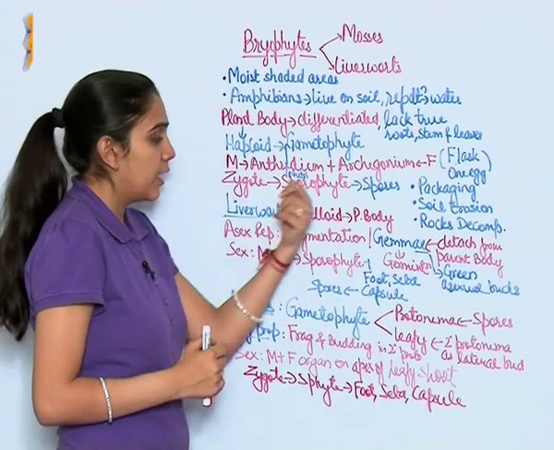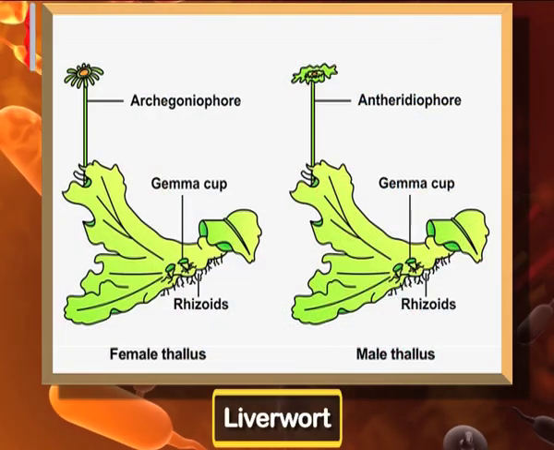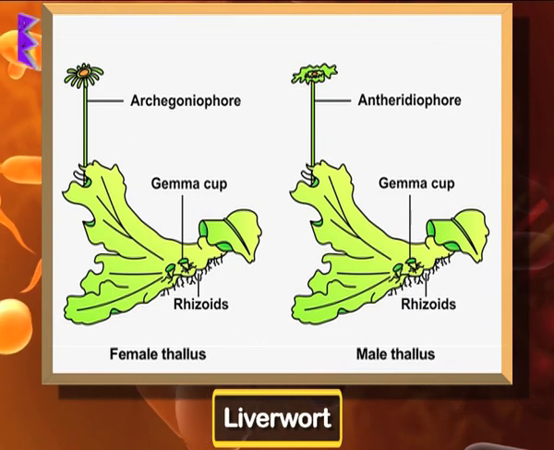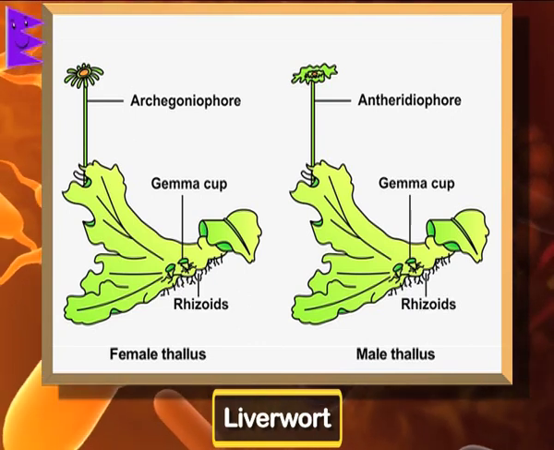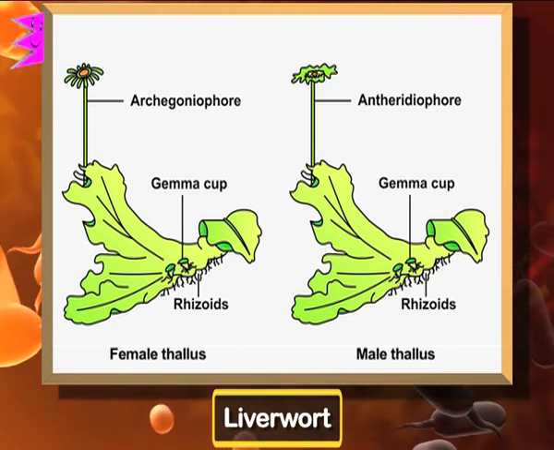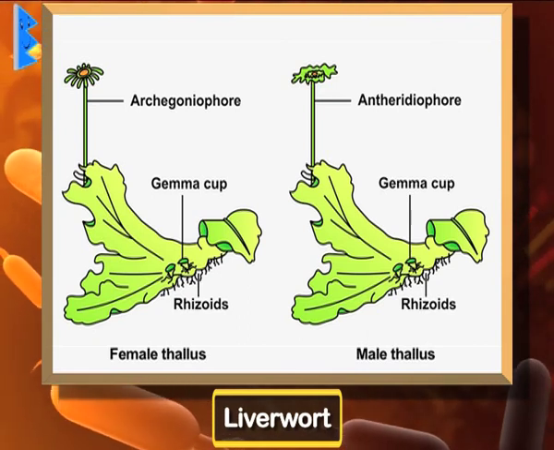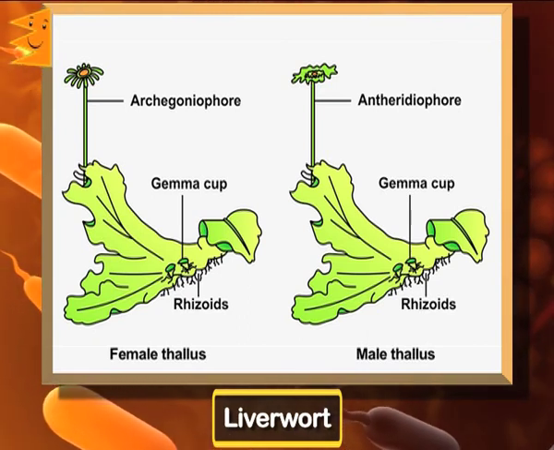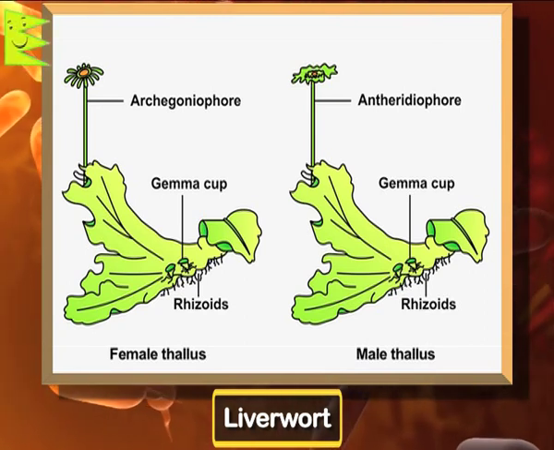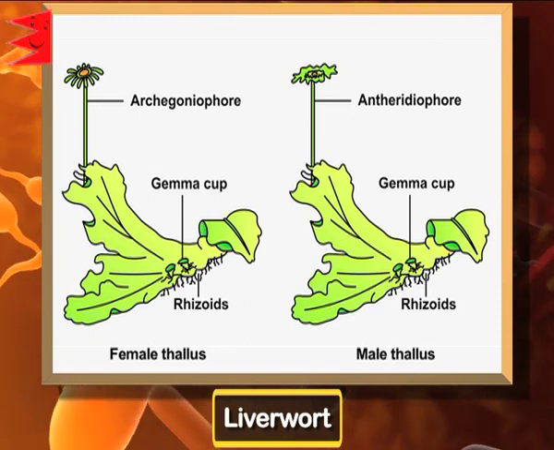Now let us understand these two plants. Liverworts: their plant body is thalloid, and when they show asexual reproduction, they reproduce through fragmentation or the formation of gemmae. The gemmae detach from the parent body and then germinate. Gemmae are nothing but green colored asexual buds.